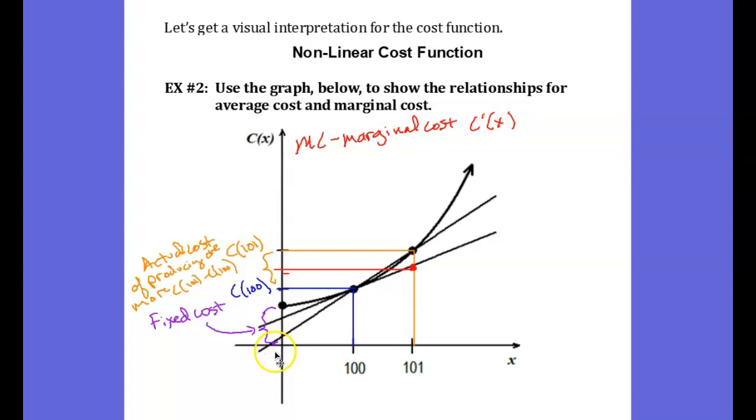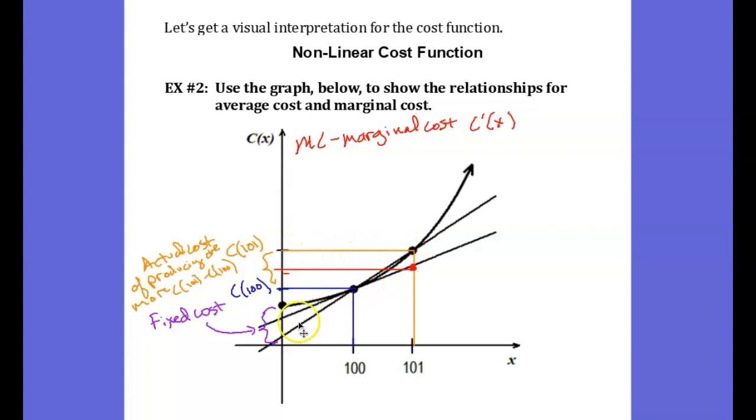And so then there's the actual cost of producing one additional item. Now, as you can see, the production cost is actually increasing as a function of the number of items produced, and that means that the slope of the curve is increasing. To find the actual cost of producing one additional item, let's look at the cost of producing 100 items. This corresponds to C of 100. That's the cost of producing 100 items. If we produce one additional item, we can find the actual cost by looking at the average rate of change. And so here is 101 items, and the corresponding cost would be C of 101.